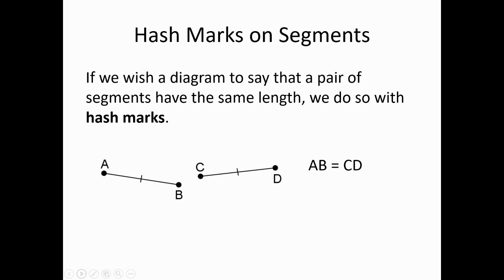Now, we can also have a diagram say that a pair of segments are equal in length, even if we have not said precisely what those lengths are, and we do that with hash marks. You'll notice that our segment AB in the diagram has a hash mark on it. The segment CD also has a hash mark on it, and they both have precisely one hash. What the diagram says to us is that the length of AB is the same as the length of CD, which we can also write symbolically as AB is equal to CD.